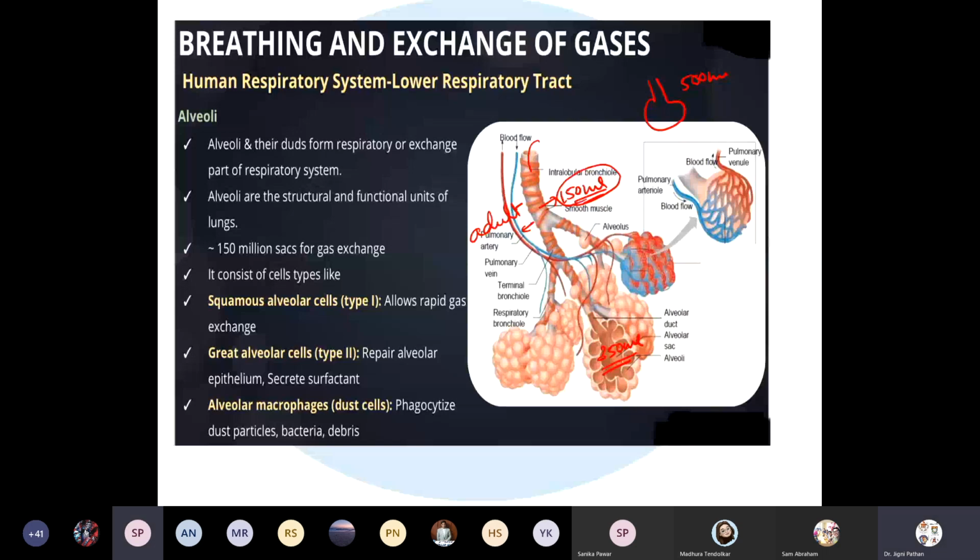Ma'am, could you please repeat? I said if 500 ml is to reach the alveoli, the air is moving inside. It has to go through the duct and then reach the alveoli. Do you agree with me? Yes, ma'am. Out of this 500, only 350 will reach the alveoli, whereas 150 will remain in the duct itself.